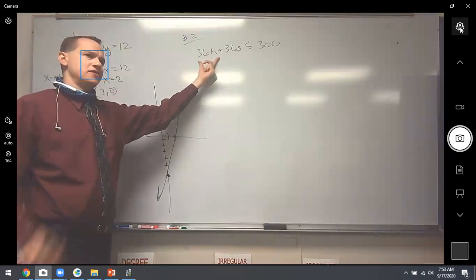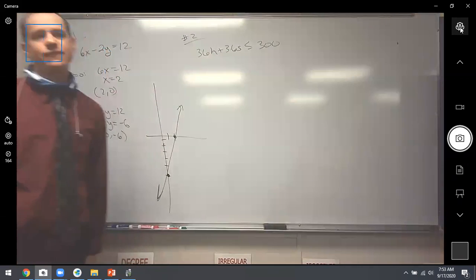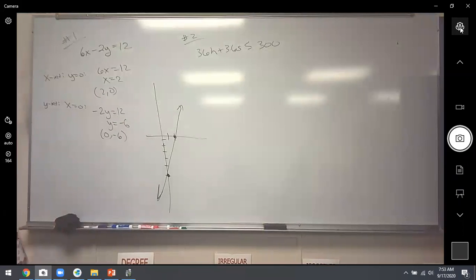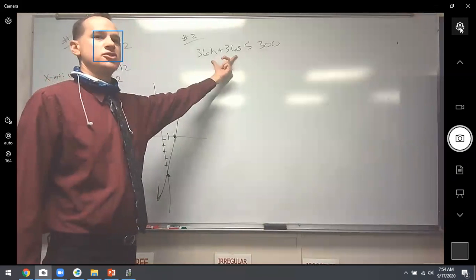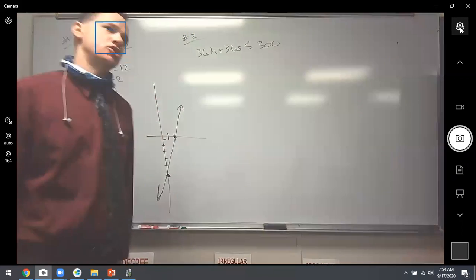In a similar fashion, they say the sheep require 3.6 liters for a sheep. So if I have S sheep, 3.6 times S would represent how much it's going to take to water the sheep. And of course, you have these two animals together, so you add them together, and this represents the total amount of water that these animals are going to be consuming.